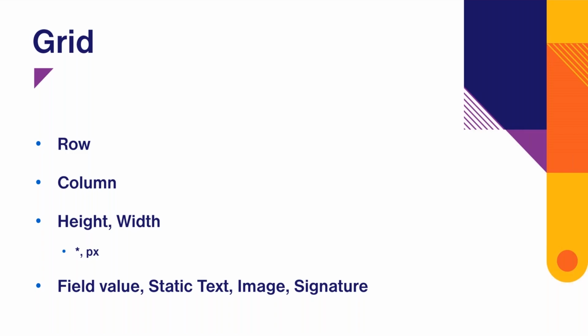In this grid or in these cells, you can place field values, you can add static text, so you can write anything that you want, like placeholders or some information about what is in the column or what is in the row in the grid. You can also add images, and you can also add signatures in the grid as well.